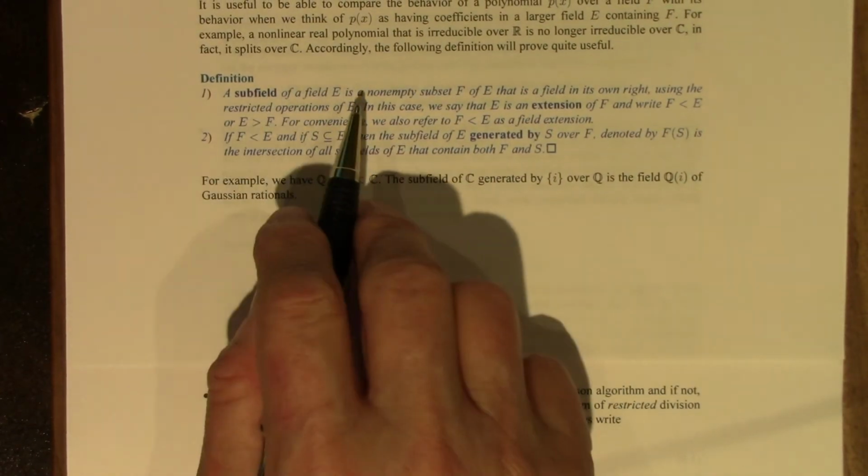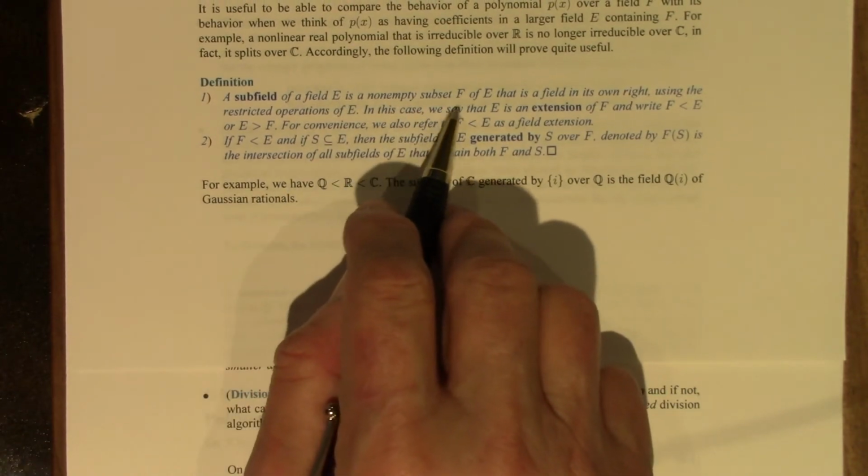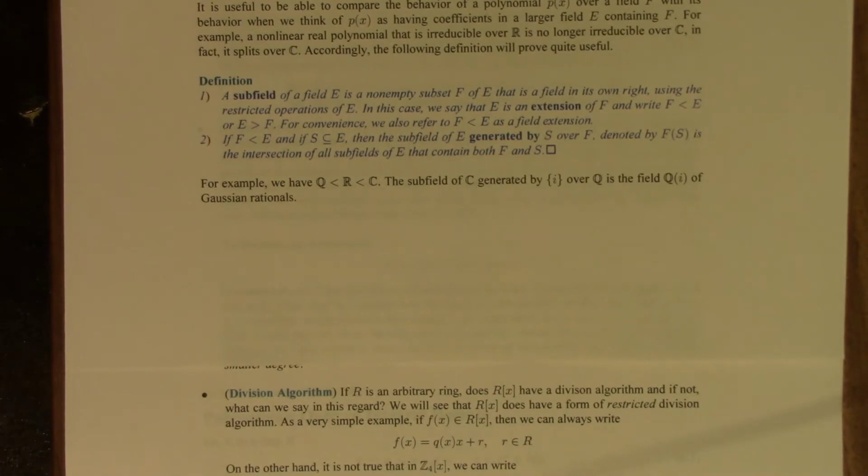A subfield of a field E is a non-empty subset F of E that's a field in its own right using the restricted operations of E. This is the same definition, same form that we use for vector spaces and subspaces, for groups and subgroups, rings and subrings. But there's a little bit different terminology in field theory.